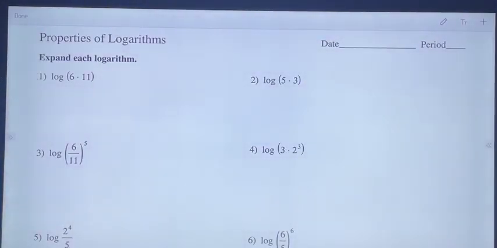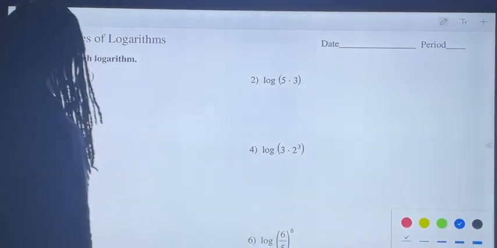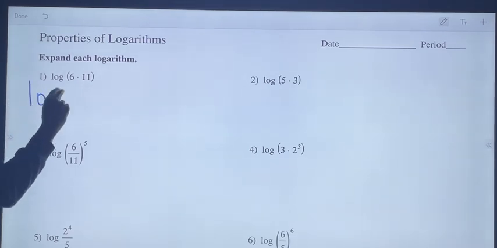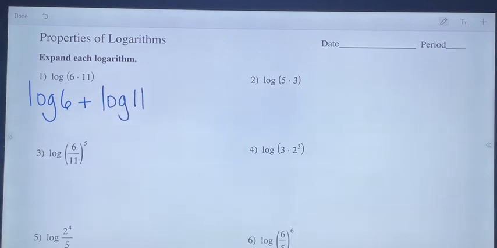If we have log 6 times 11, to write this out as an expanded form, you just have log 6 plus log 11. Done. Oh, wait, what? Rock with me, come on. Oh, you're expanding it. Follow the directions. You just multiplied it out? Is that all you did? You just multiplied it out?